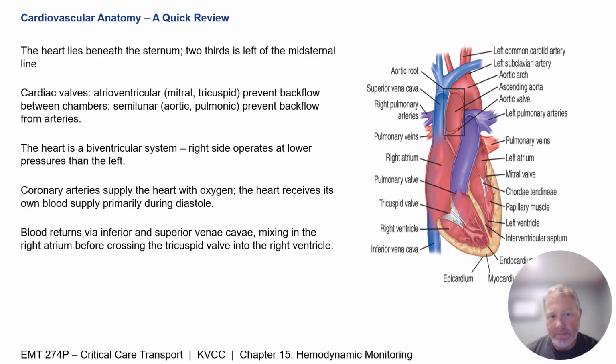The heart is a biventricular system. The right side operates at lower pressures than the left. Coronary arteries supply the heart with oxygen. The heart receives its own blood supply primarily during diastole. Blood returns via the inferior and superior vena cava, mixing in the right atrium before crossing over the tricuspid valve into the right ventricle.